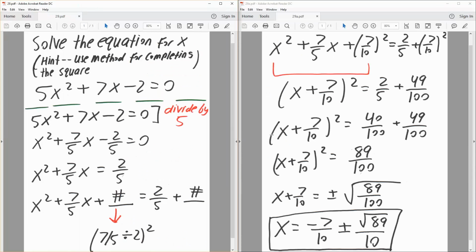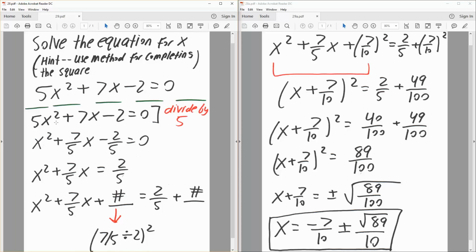So we'll solve this problem right here. So we want to solve the equation for x. And it says, hint, use method for completing the square. And so the first thing we need to do to even solve using the method of completing the square is divide everything by 5. Because if we were to use method of completing the square, this term right here has to be a 1. It has to be x squared. We can't have a 5x squared. That's why we divided everything by 5.